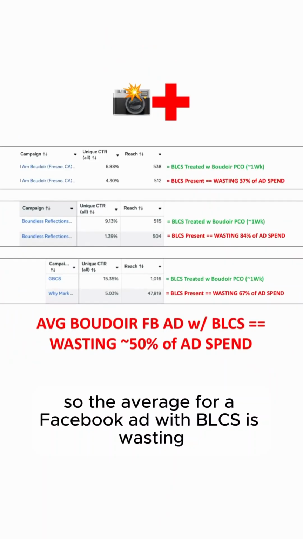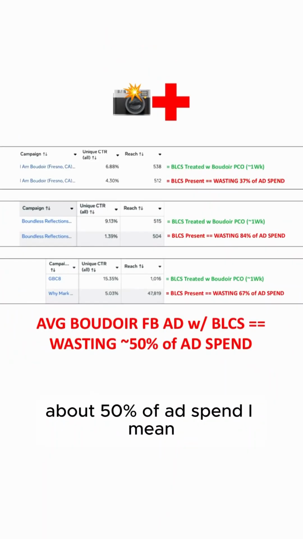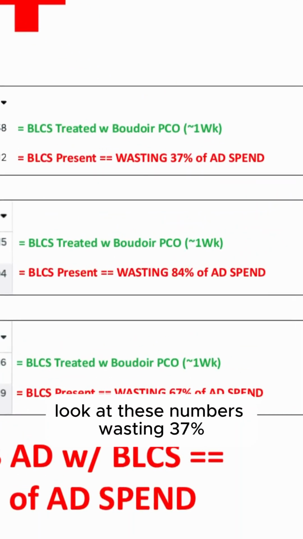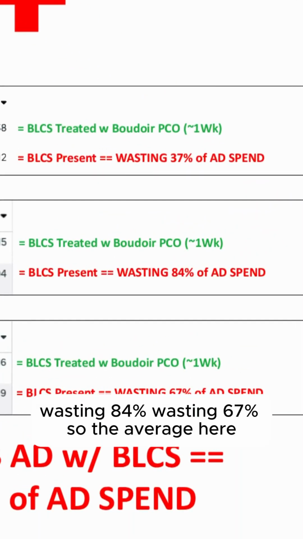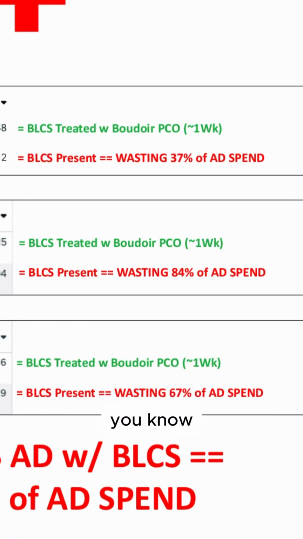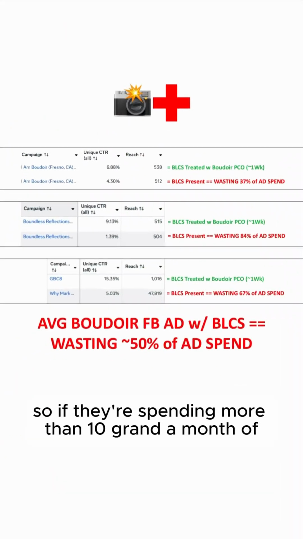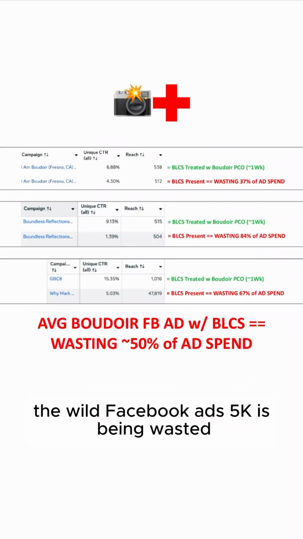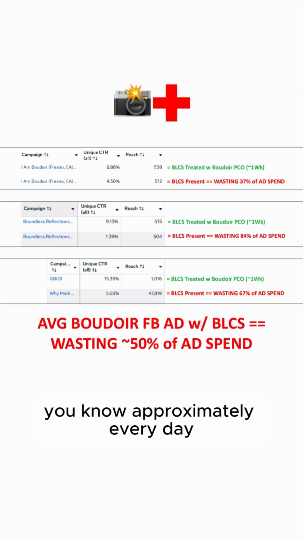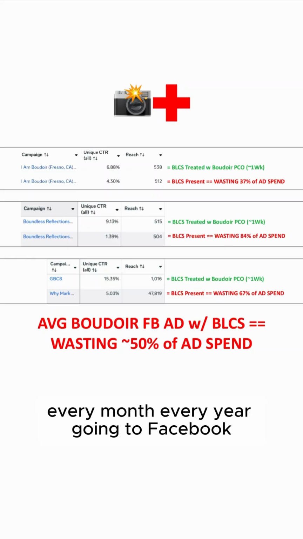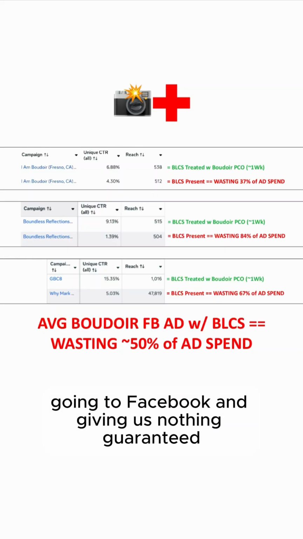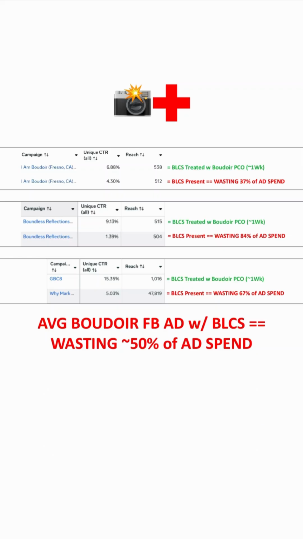So the average Boudoir Facebook ad with BLCS is wasting about 50% of ad spend. I mean, look at these numbers: wasting 37%, wasting 84%, wasting 67%. So the average here, whatever these numbers are, is somewhere between 50 to 60%. So if they're spending more than 10 grand a month on Facebook ads, 5K is being wasted approximately every month, every year, going to Facebook and giving us nothing, guaranteed.